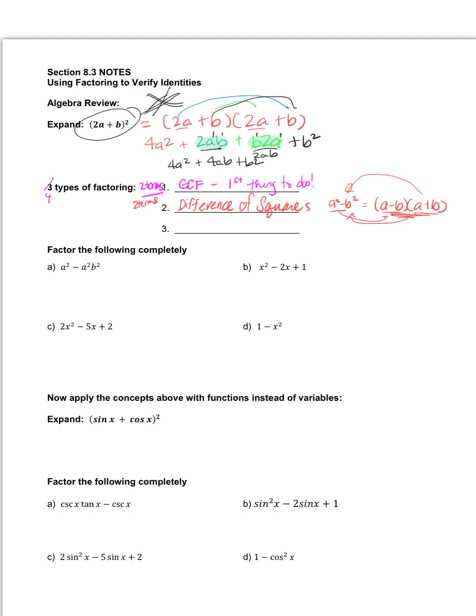multiplied out. So knowing that will help you with what we're doing in verifying identities. Okay, so just kind of keep that in mind. There's a lot of things you want to look at as you go along.